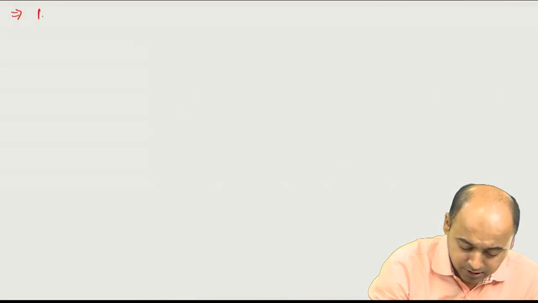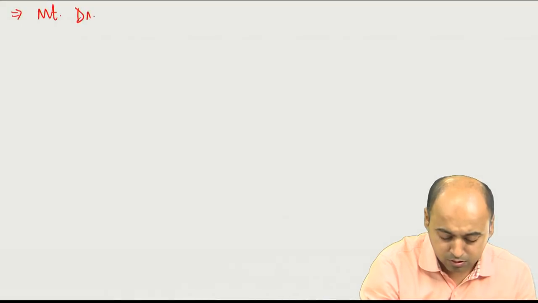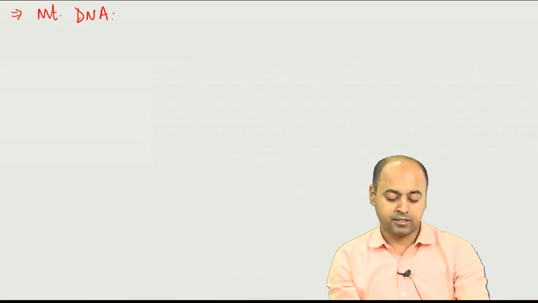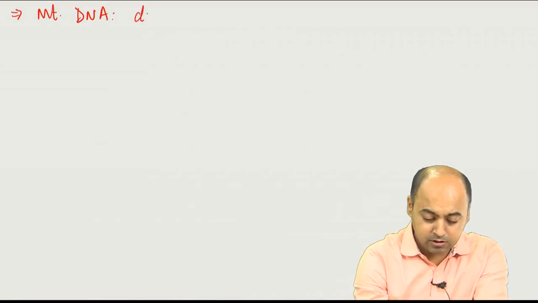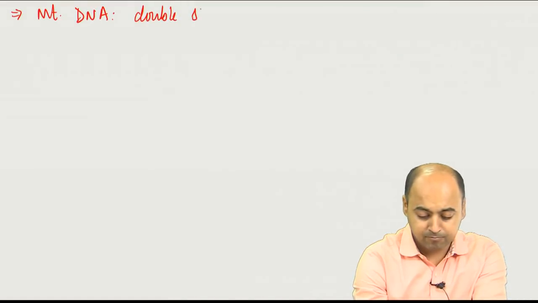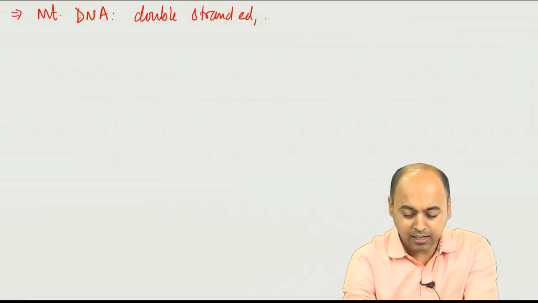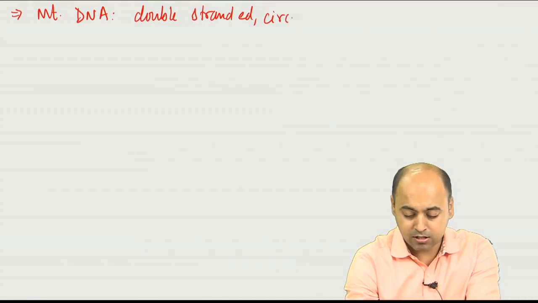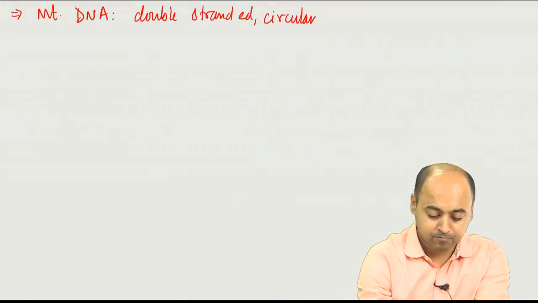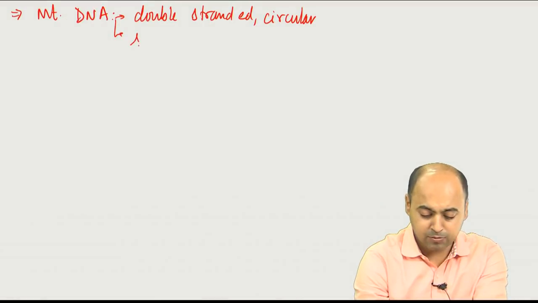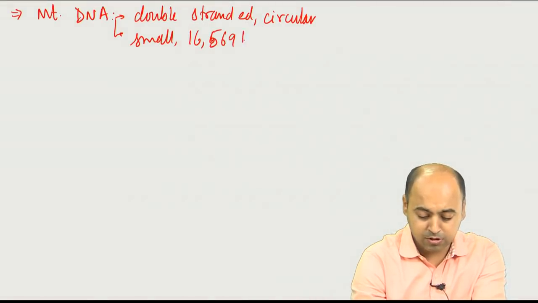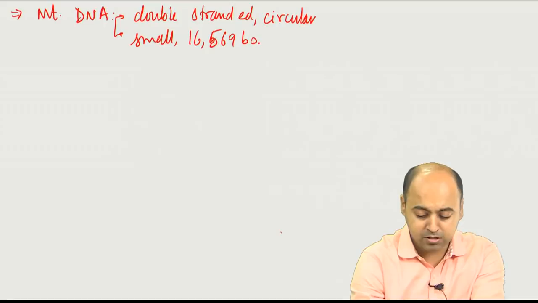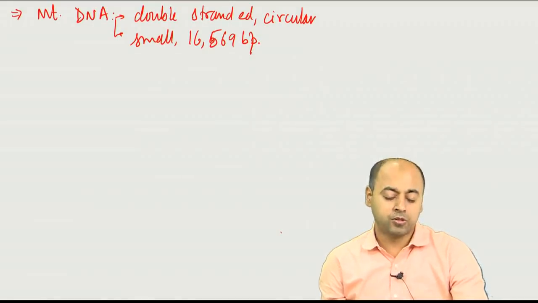The mitochondrial DNA, we are talking about the mitochondrial DNA. Mitochondrial DNA is double stranded. Just like nuclear DNA, this is also double stranded. However, unlike nuclear DNA, this DNA is circular. In addition, the mitochondrial DNA is small, barely 16,000 base pairs, 16569 base pairs.